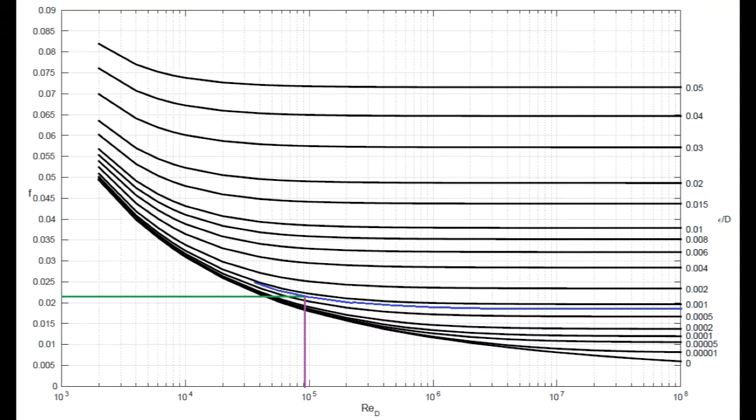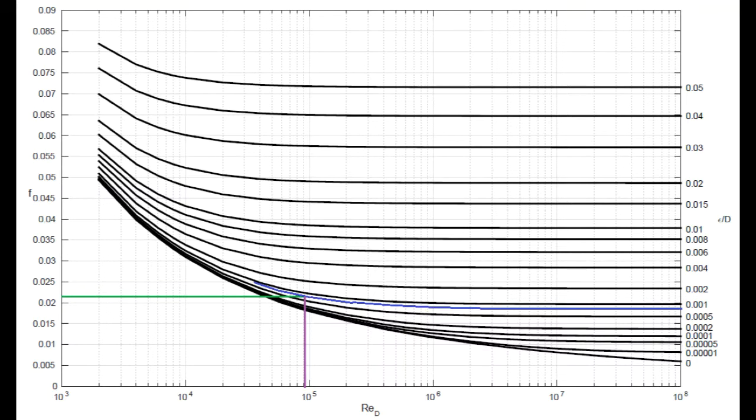So here is the Moody chart for that previous example. We have an epsilon over d value of 0.000833. Now there's no specific line on this Moody chart for that specific epsilon over d value, so it's going to be somewhere between the 0.0005 and the 0.001 values. So roughly where that line is given by a new blue line. So draw a little blue line in there, roughly where that should be.